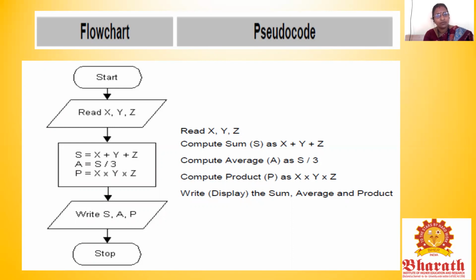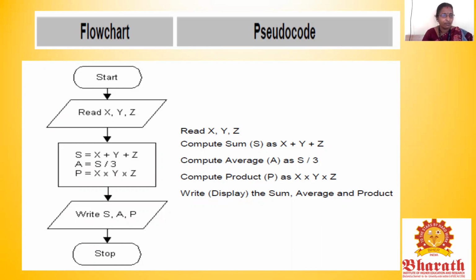The pseudocode is read x, y, z values from the keyboard. Compute the sum value as x plus y plus z, and then compute the average as sum divided by 3. Compute the product as x into y into z, and then display the sum, average, and product value. So sum, average, and product value should be displayed.